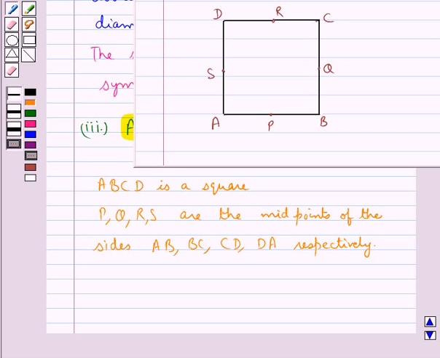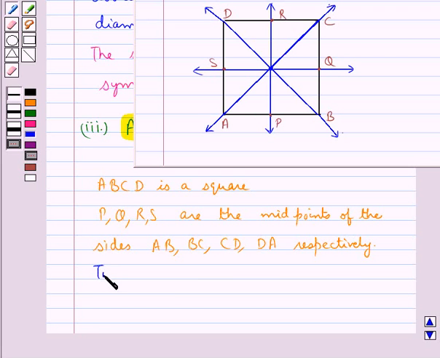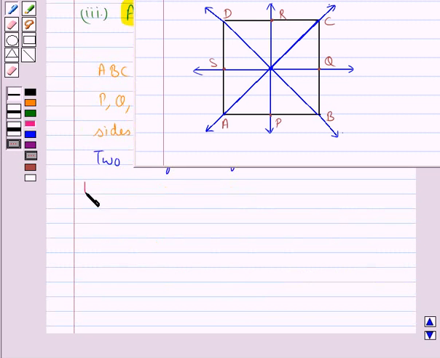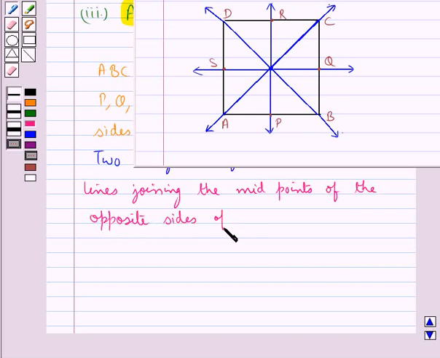Now we make the diagonals of the square and we join the midpoints of the opposite sides. So we have two diagonals of a square, which are AC and BD, and the lines joining the midpoints of the opposite sides of the square are PR, SQ.